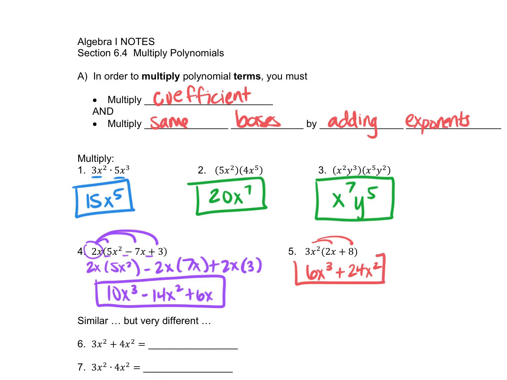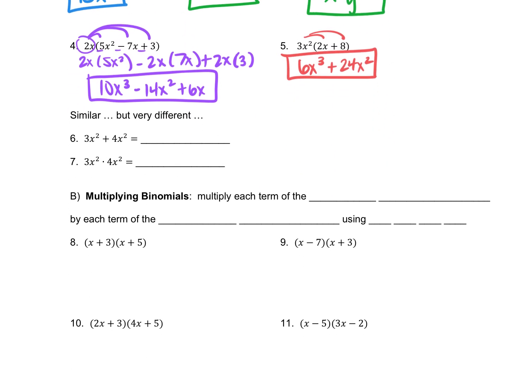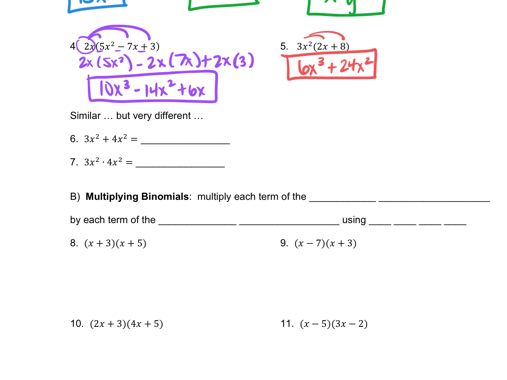All right, that's what you should have gotten for your answer. So make sure you understand if there's a plus there, I add the numbers in front, but the variable doesn't change. Okay? If I am multiplying, that's when I multiply the numbers here and I do adding my exponents. So make sure that you understand the difference between 6 and 7. Okay?